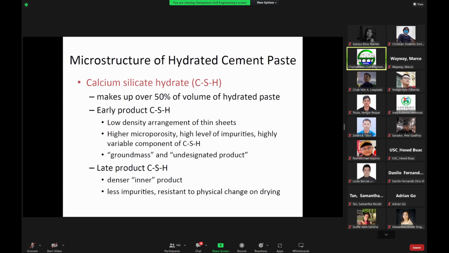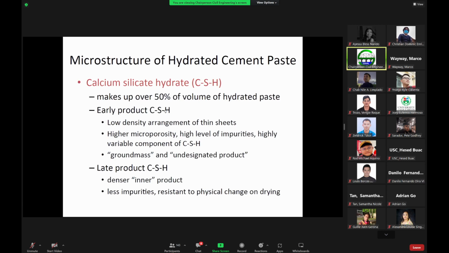Now let's look at the microstructure of these hydration products. So what are the properties of these hydration products that affect the properties of your hydrated cement paste and eventually affect the behavior of your hardened cement paste? So your calcium silicate hydrate, the CSH, this makes up over 50% of the volume of hydrated paste. This is the most important hydration product. It contributes to most of the strength, so you should expect it to make up most of the volume of your hydrated paste. So this can be divided into 2 kinds.